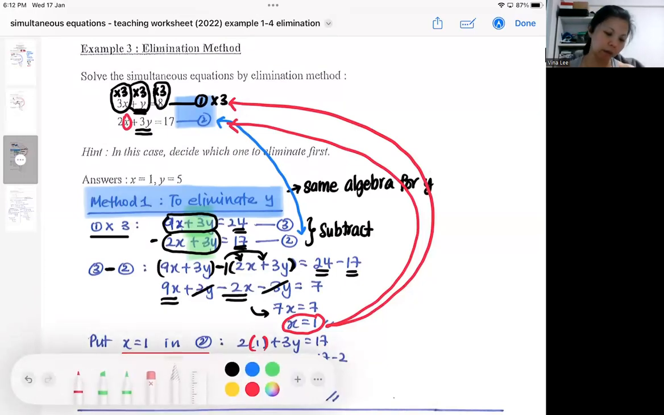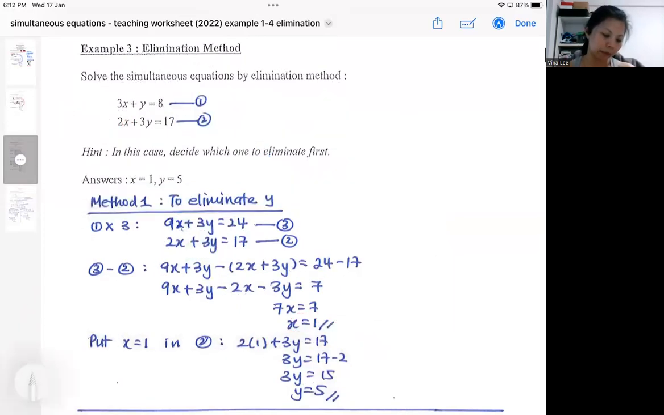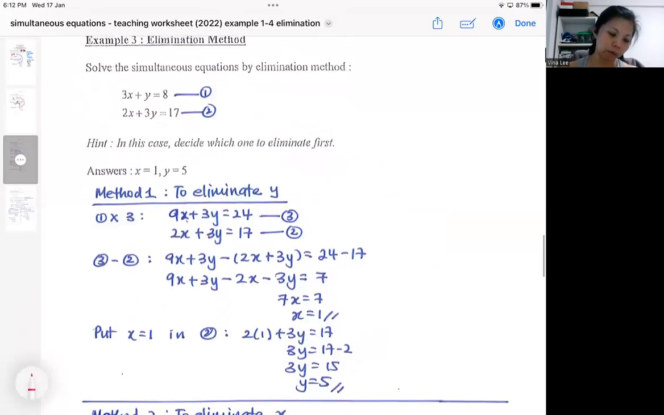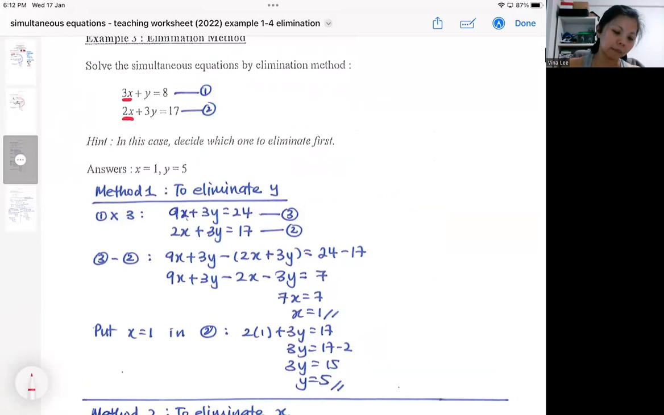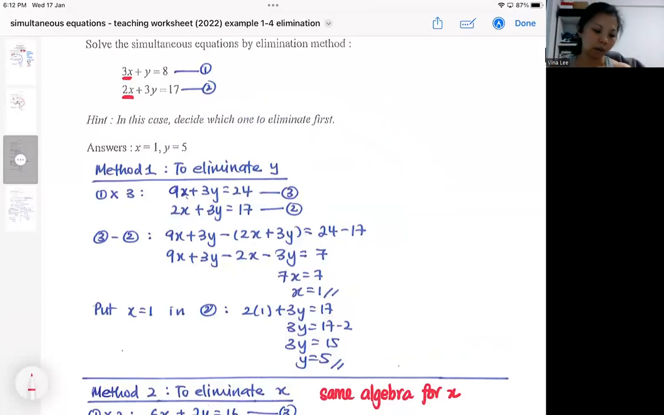Maybe some of you may be thinking, what if I would like to eliminate x? In the next situation, I will show you. If I want to eliminate x, I need the same algebra for x. So 3x and 2x, the common one is to make it into 6x, because 2 and 3 give 6. So how am I supposed to do this? I'm going to times 2.